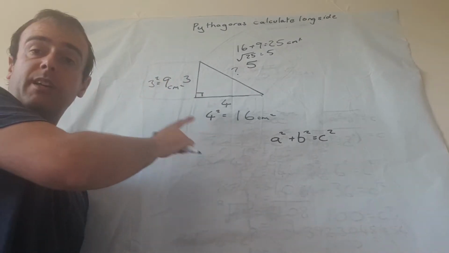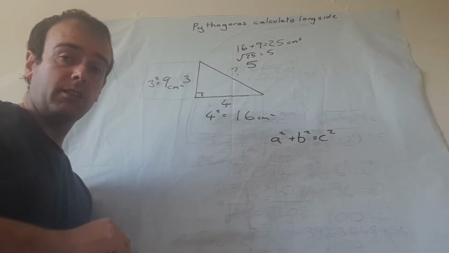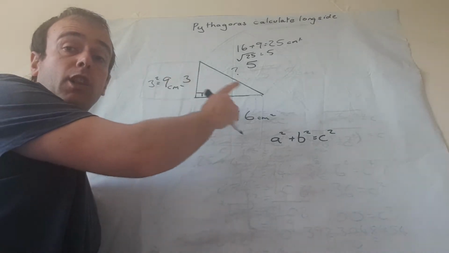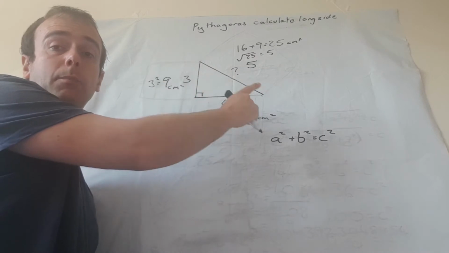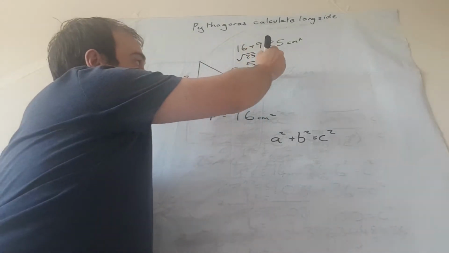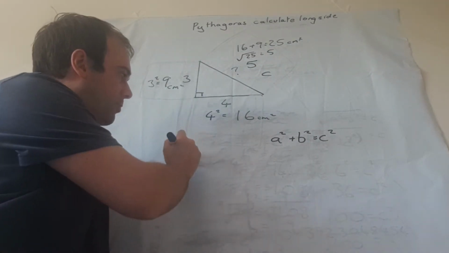A and B are the shorter sides. It doesn't matter which, they are transferable. You can switch them around, it's not a problem. The only one that's fixed is the long side. The long side, the hypotenuse, is the C. This is C, always. So let's try another quick example.